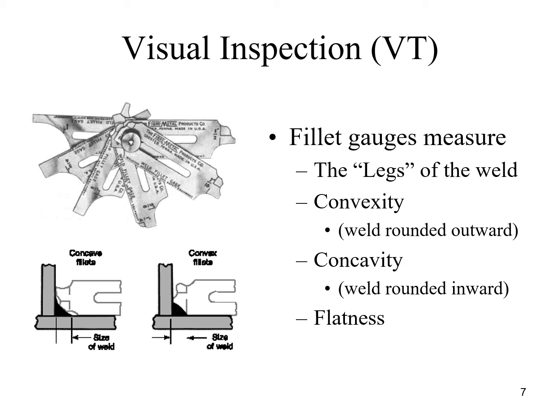Visual inspections. These are fillet gauges, the legs of the weld. Convexity, weld rounded outward. Concavity, weld rounded inward. You can see the concave fillet and the convex fillet. And flatness.